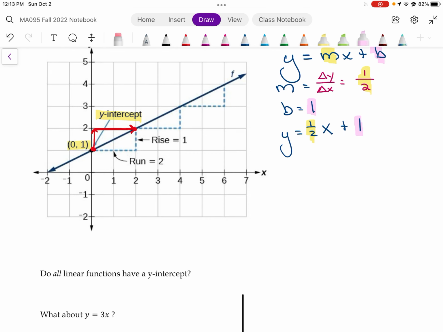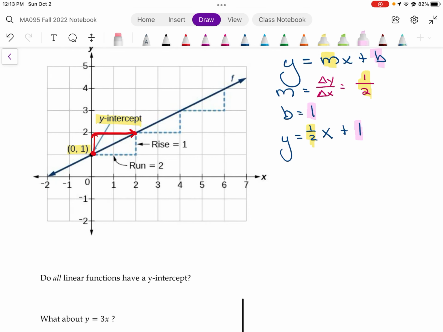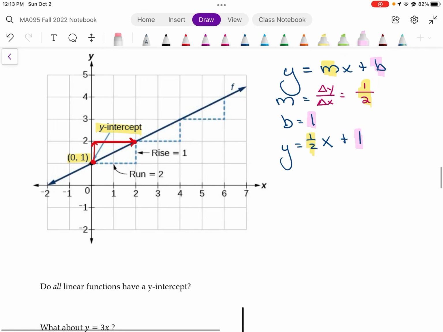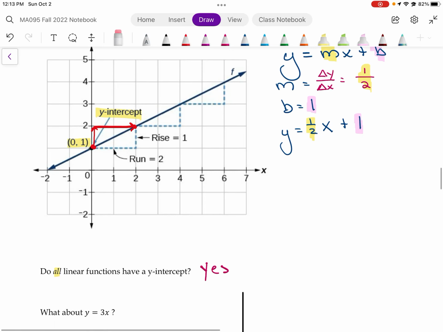Do all linear functions have a y-intercept? So I just want you to think about it. Any line, can you think of any lines that are a function that might not have a y-intercept? And when we use the word all, it has to be all, right? If even one is not true, then we can't say all. And the answer to that is yes. Yes, all. Because you may have thought, what about a vertical line, right? It doesn't cross the y-axis, but it's not a function. A vertical line is not a function, right?